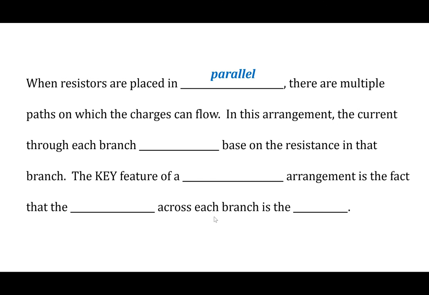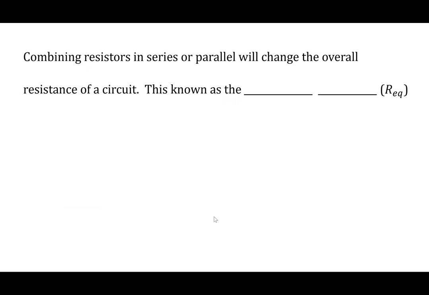Alternately, when resistors are placed in parallel, there are absolutely multiple paths in which charges can flow. I personally like the little finger method where you're going along, and your finger's a little individual charge, and if you come to a point where your finger can't go all the ways, that's an indication that we're moving into the possibility of a parallel. So in this parallel arrangement, the current through each branch will vary based on the resistance in that branch, but the defining key, the thing that makes it a parallel arrangement, is the fact that the voltage in each branch is going to be exactly the same.